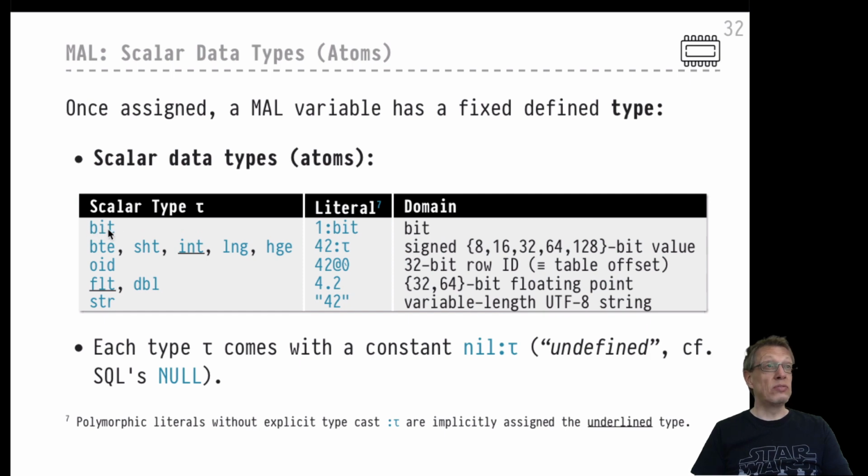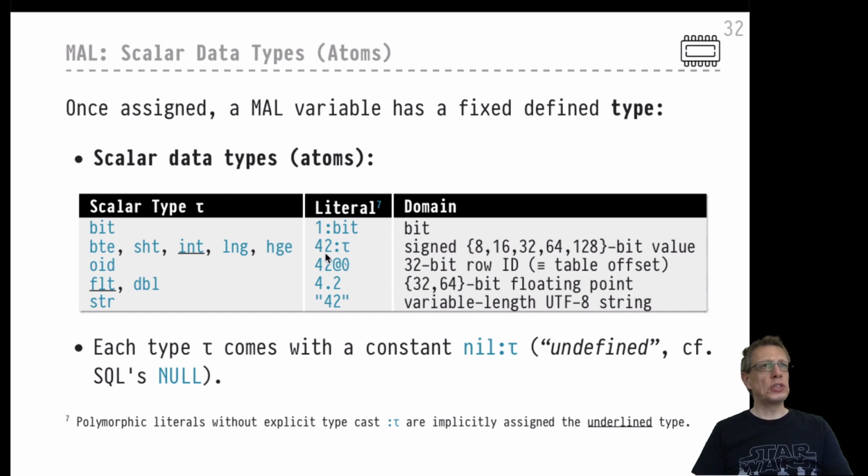We have bit variables, so these can actually only be assigned the truth values 0 or 1. That would be one way to write such a bit value. 1:bit would tell us that this is not a regular integer one, but it's supposed to be a bit value. Okay, so bits. Then integers of different width, bytes, shorts, integers, long, and huge integers. As you can see, these correspond from 8 to 128-bit integer values.